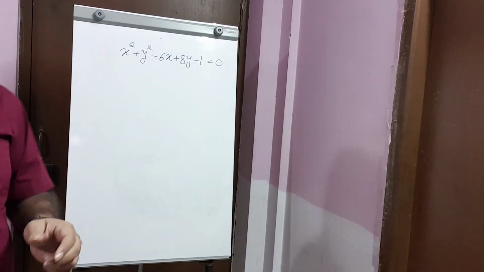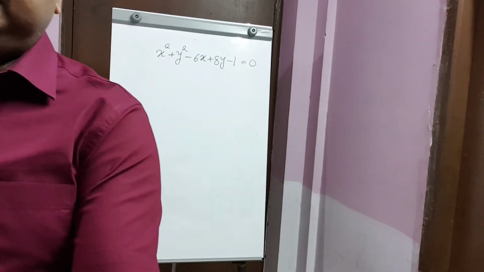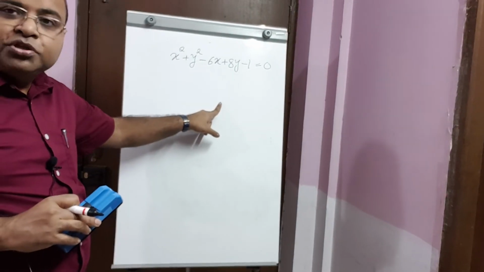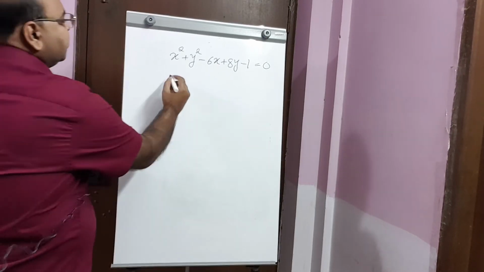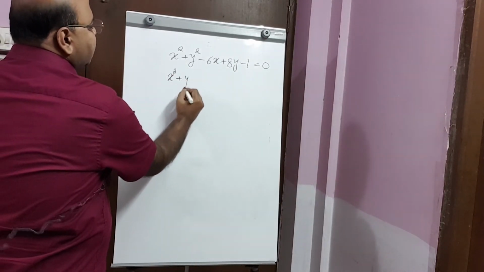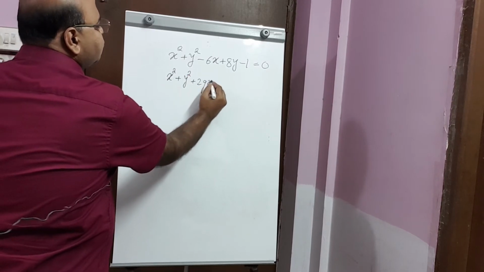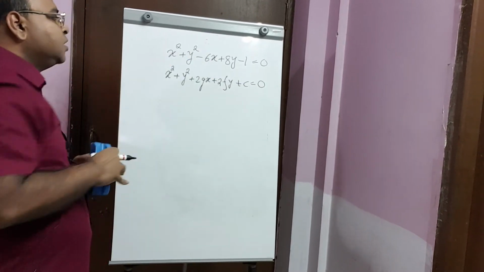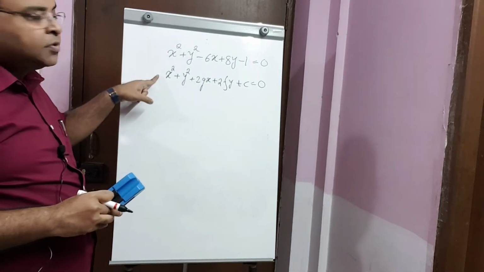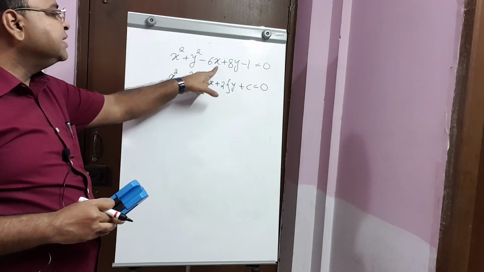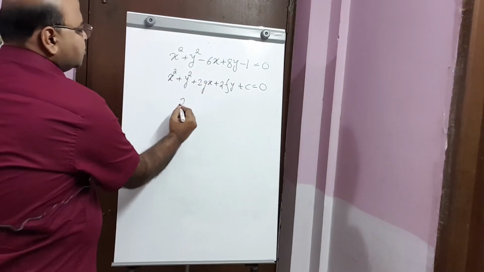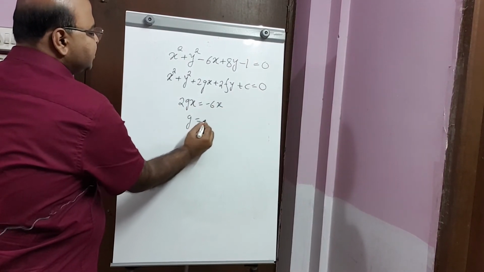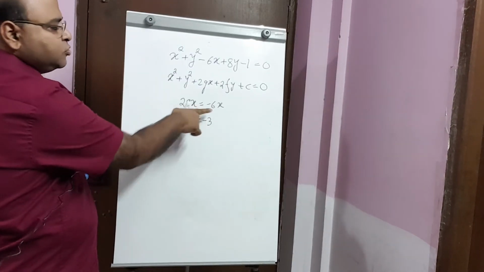So if we compare this equation with the equation of a circle in general form, x square plus y square plus 2gx plus 2fy plus c is equal to 0. So comparing these two equations, if I compare the x terms, we have 2gx is equal to minus 6x. So from here we have g is equal to minus 3 if I cancel x and 2 from both sides.